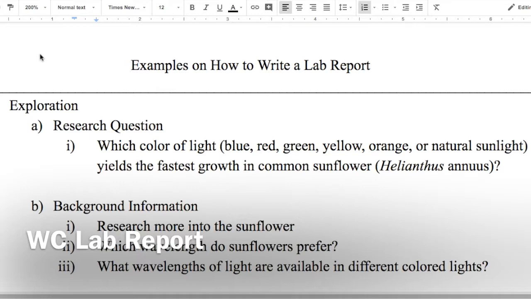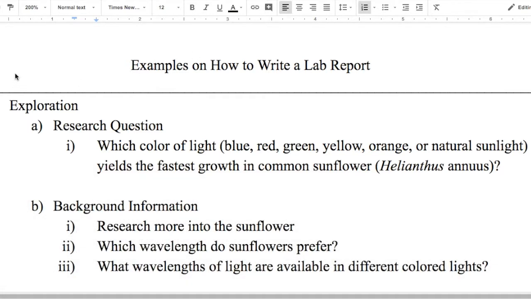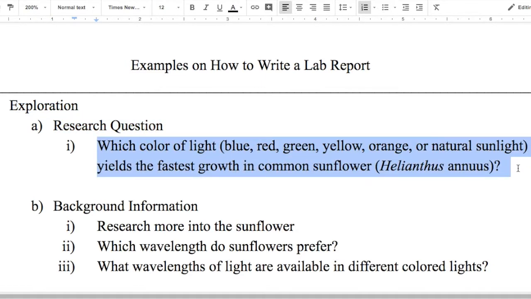In this video, I will show you how to write a lab report. The first part of every lab report is the exploration section. In the exploration section, first you're going to write your research question. An example research question is written here. Which color of light, blue, red, green, yellow, orange, or natural sunlight yields the fastest growth in common sunflower?